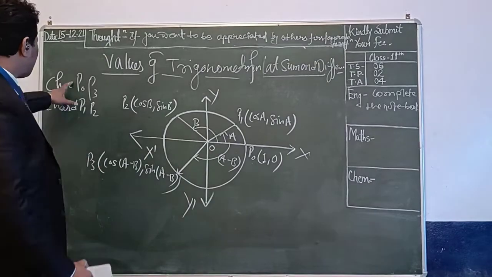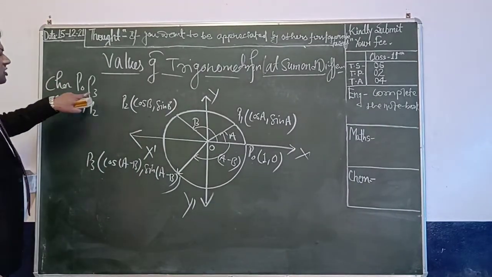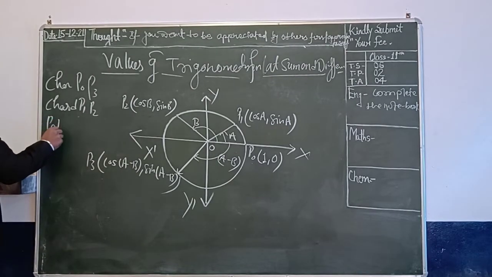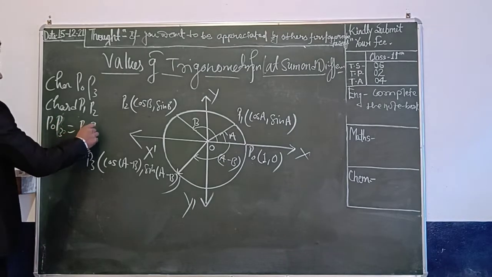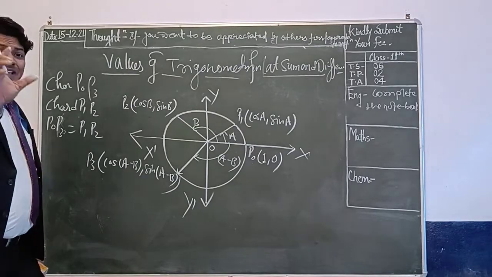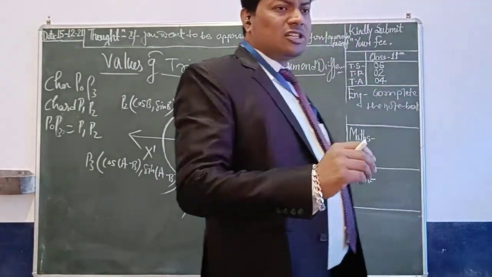What will we do with both the chords? We will equate them. Is it clear? When we equate both chords, chord P0 P3 is equal to chord P1 P2. Then P0 P3 is equal to P1 P2. Is it clear? It means we have to apply the distance formula. What we have to apply? We have to apply the distance formula.